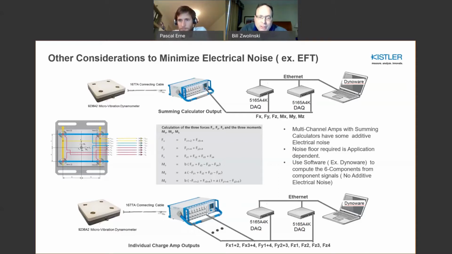amplifier outputs, the 8 of them, and go right into the data acquisition with the 8 fundamental signals from the dynamometer, and then use software such as DynoWare or maybe your own custom software to compute the closed form expressions. This is definitely the lowest possible noise you can achieve when you're doing it by calculation.